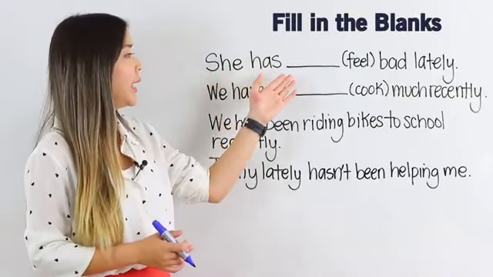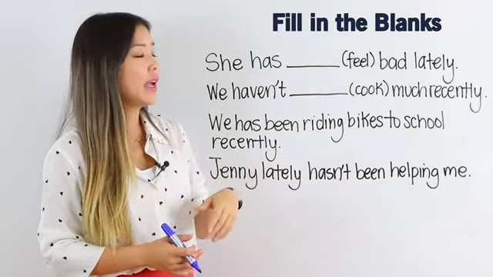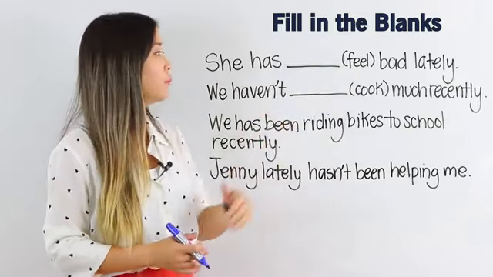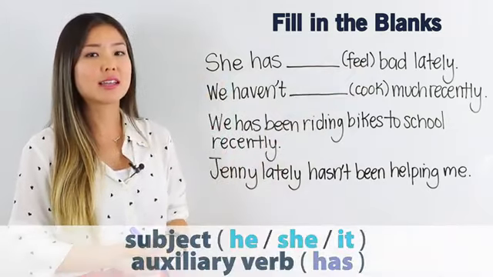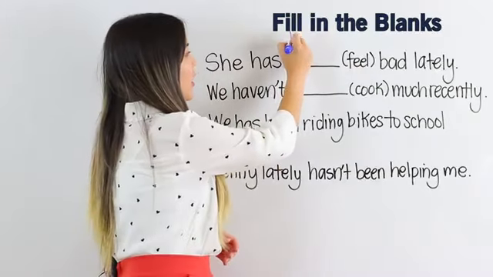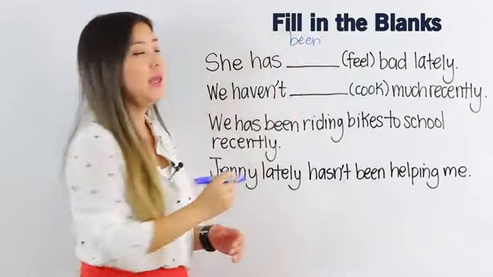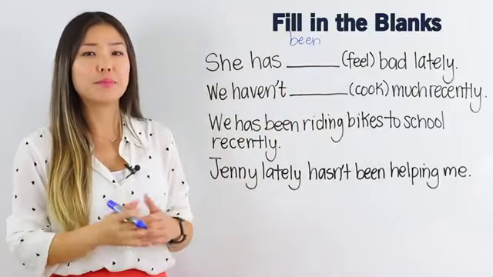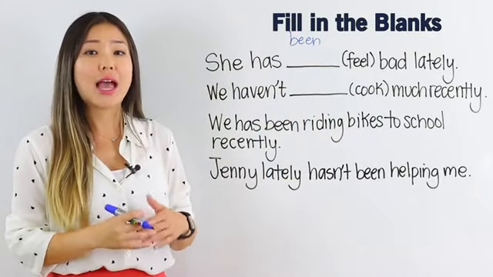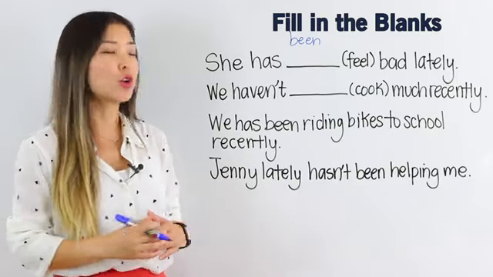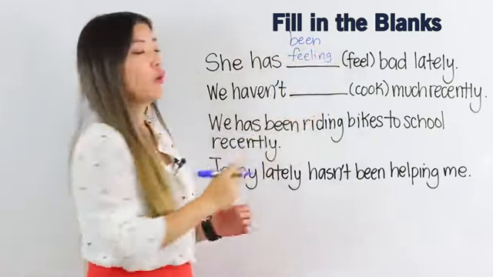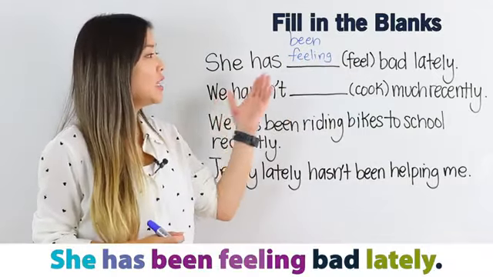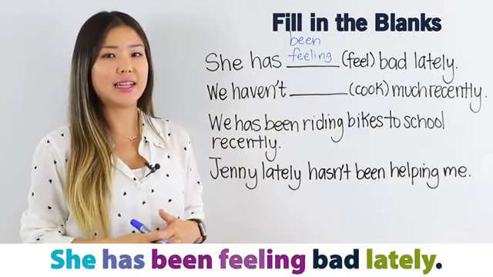She has blank bad lately, and the verb is feel. Remember, for she, we use has. Then, don't forget, we need to have been. She has been. After that, we add ing to the verb. The correct sentence is, she has been feeling bad lately.